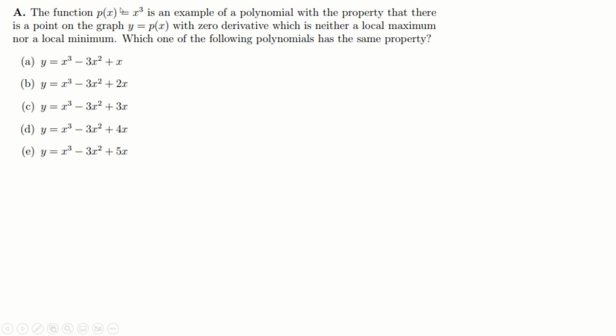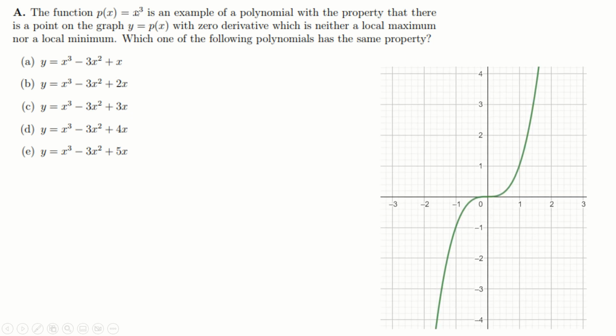So we have a function that has an inflection point. So it's zero derivative, but not a maximum or minimum. So that means it has an inflection point. Which of these also has an inflection point? Well, we need to use, well, we don't need to, but we should be using the example they've given us, right? This is a function with an inflection point.